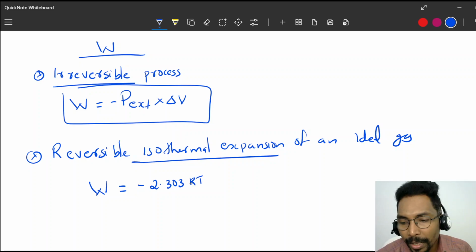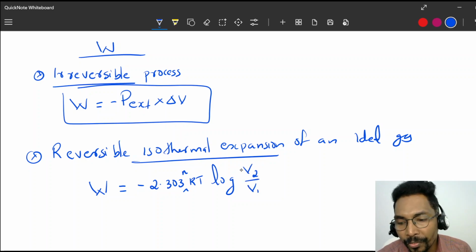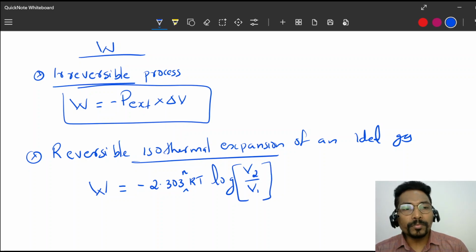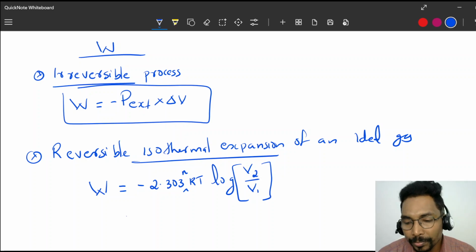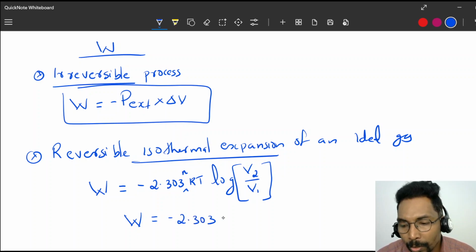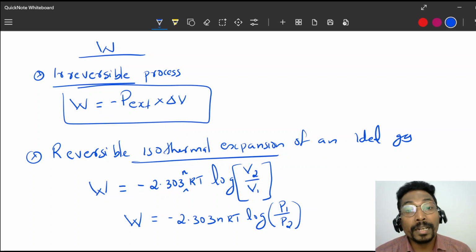2.303 nRT log V2 by V1. W is work done, n number of moles, R universal gas constant, T temperature, V2 final volume, V1 initial volume. Or you can write W is equal to minus 2.303 nRT log P1 by P2, in terms of pressure.